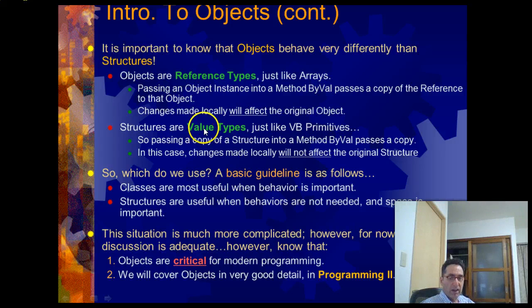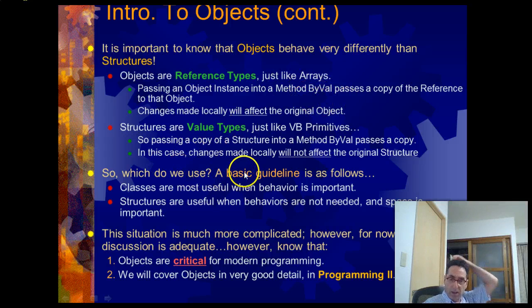Okay, structures are value types. That's different, just like the primitives. So passing a copy of a structure into a method by val passes a copy. In this case, changes made locally will not affect the original structure. Now, if you do by reference, it will. But by val behaves like you would think. Whereas if it's a reference type like the arrays or objects, then it doesn't behave like you would think. Even if you use by val, it still disturbs the original.